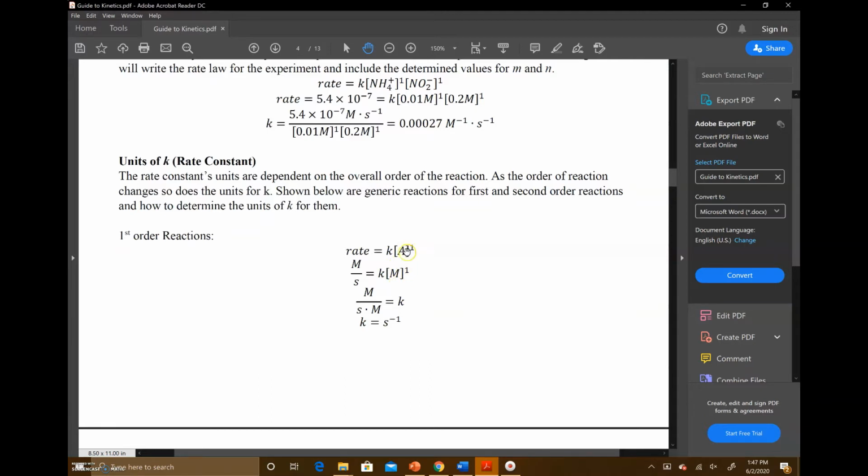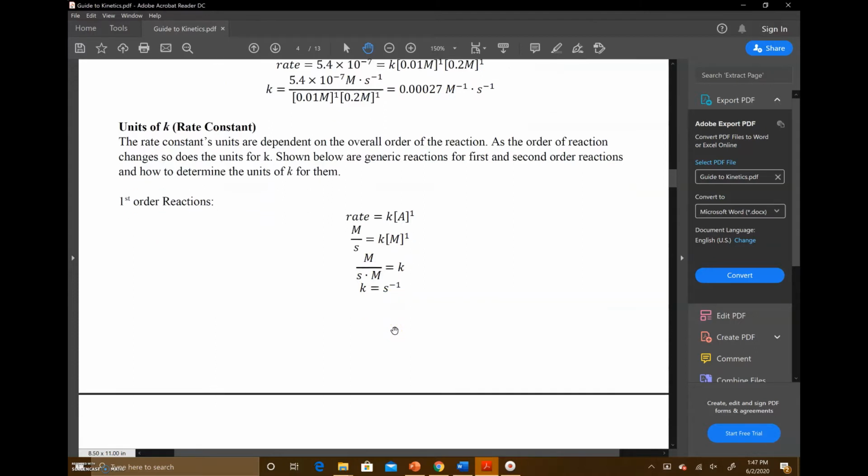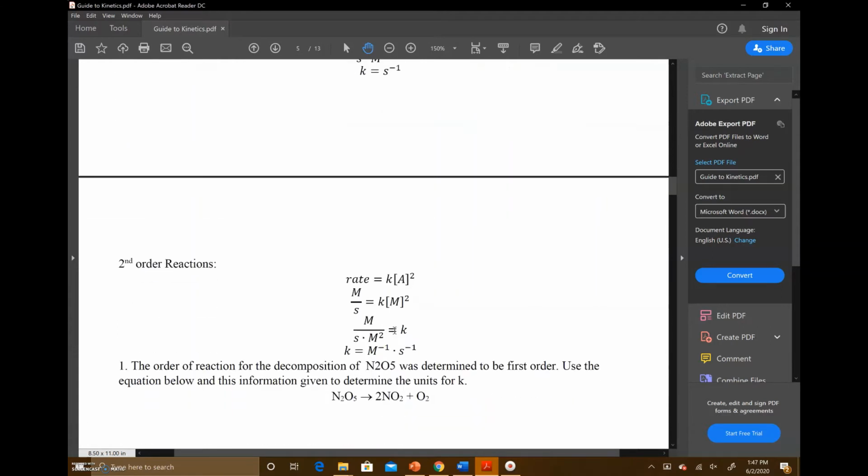Now the unit for A is molar, so we divide out the molar to the other side. Since it's to the first power, you only have one. The molars cancel out, so you end up with reciprocal seconds for K for a first order reaction. For a second order, well, the exponent is 2.